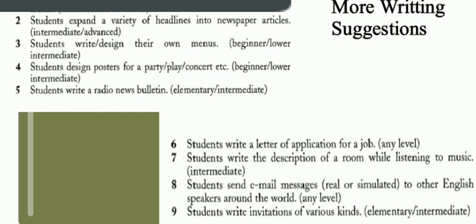Number five is students write a radio news bulletin. This is for elementary or intermediate. Number six is students write a letter of application for a job. This is a suggestion for any level. Number seven is students write the description of a room while listening to music. This is for intermediate. Number eight is students send email messages, real or simulated, to other English speakers around the world. This is for any level.